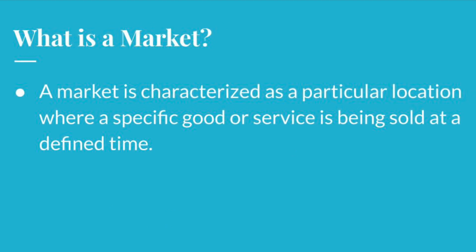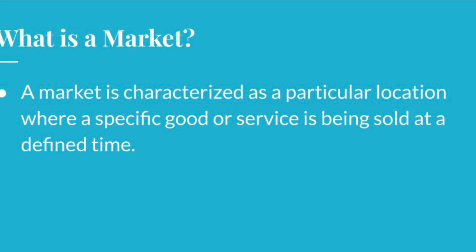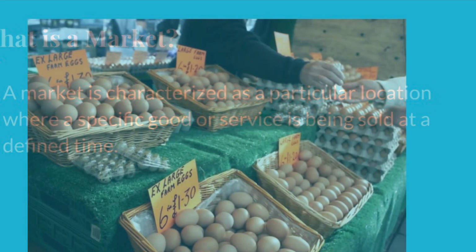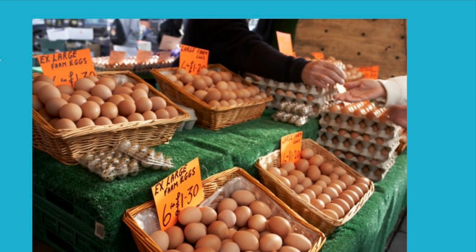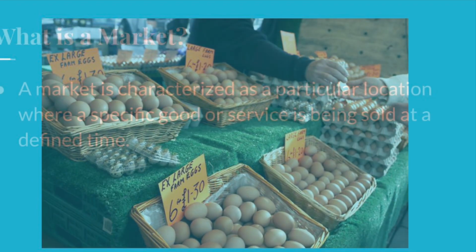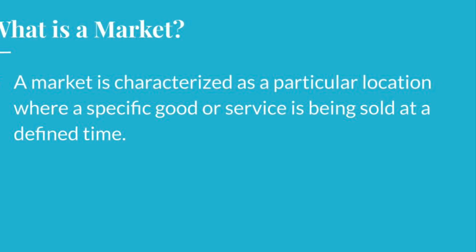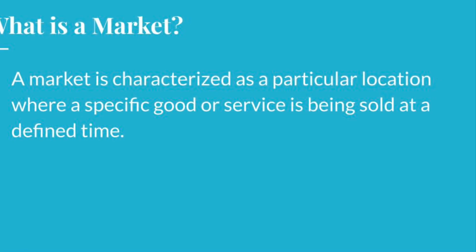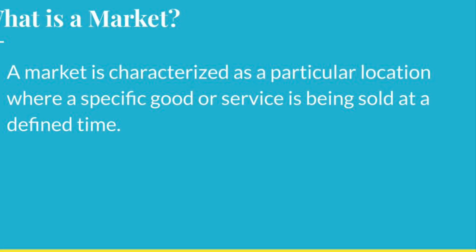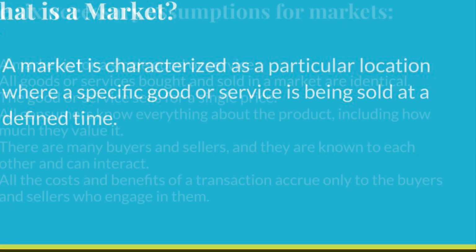So what exactly is a market? A market is characterized as a particular location where a specific good or service is being sold at a defined time. For example, it can be a market for eggs or even a market for peaches. But it is important to keep in mind that for a market to exist, it must have both buyers and sellers. So, a market is where buyers and sellers exchange, or where there's both demand and supply.